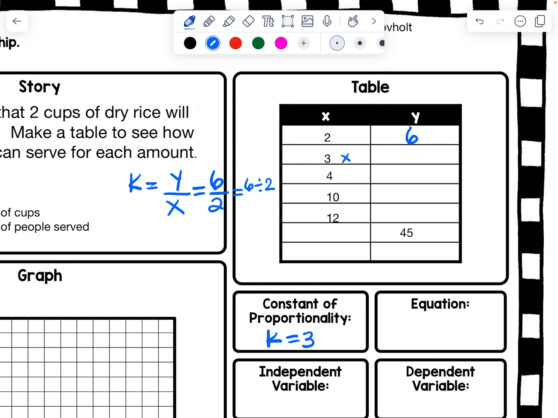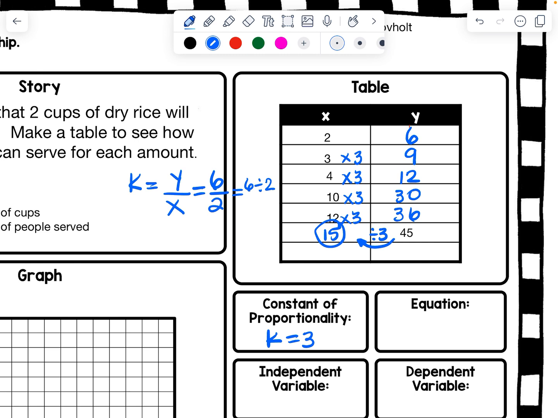I can use the constant of proportionality to find the other values. I can just multiply this by the constant of proportionality, and I get 9. Times 3, get 12. Times 3, 30. Times 3, 36. If I want to go reverse and I want to find the number of cups, I'm going to divide by 3. That will give me 15.